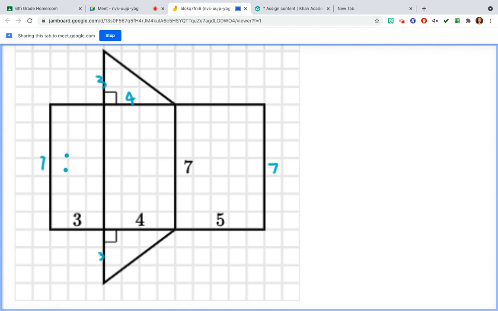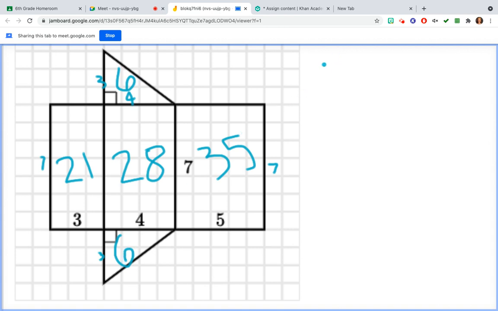Anthony, can you tell me the area of this rectangle over here? 21. And this one here? 28. Yep, 4 times 7, 28. And this rectangle here? 35. Yep, 35. And then this little triangle up here, 3 times 4 times 1/2. 6. Yep, 3 times 4 is 12, divided by 2 is 6, and this is 3 by 4 as well. 6. So we have 21 plus 28.